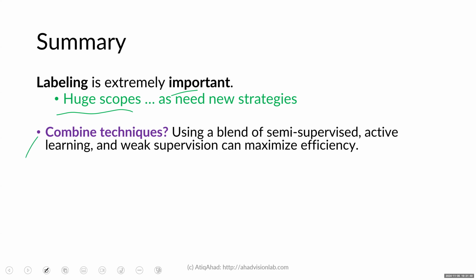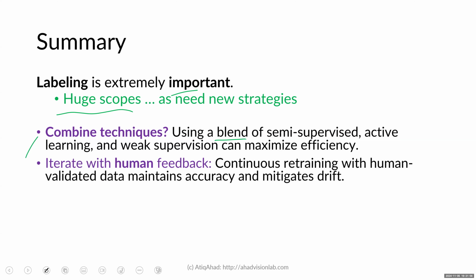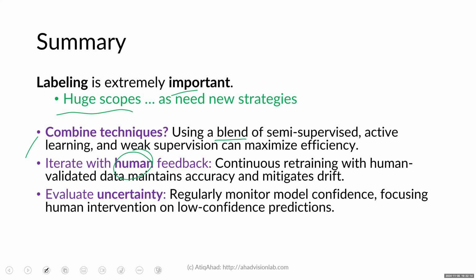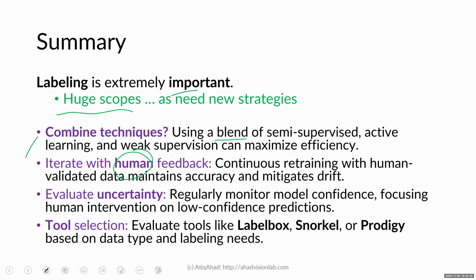Combine techniques: using a blend of semi-supervised, active learning and weak supervision can maximize efficiency. Iterate with human feedback: I mentioned before that continuous retraining with human validated data is needed to reduce errors and gaps. So human feedback is extremely important for data annotation. Of course, uncertainty among annotators and evaluating uncertainty are also important. And tool selection: what kind of tools will you use? Here I mentioned only Labelbox, Snorkel that Intel uses, and Prodigy, based on data type and labeling needs. There are a few others you can check and explore.